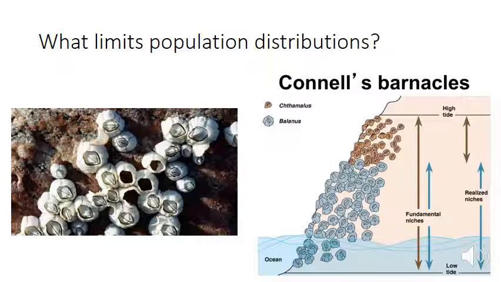The grey barnacles' fundamental niche is just that lower portion of the beach because they're restricted from the upper portion by their lack of tolerance for desiccation. So their fundamental niche and their realised niche is actually the same.